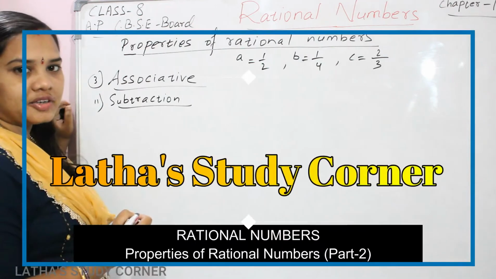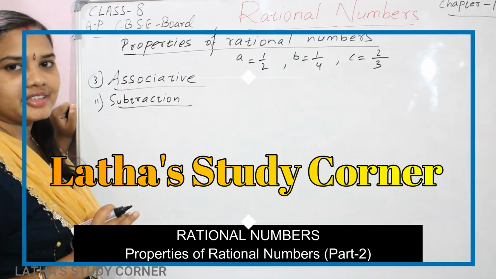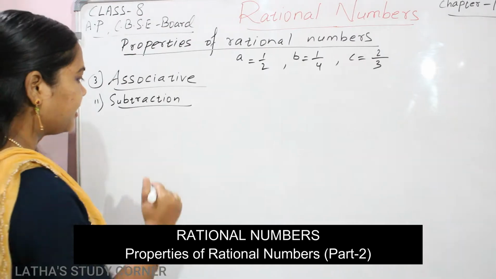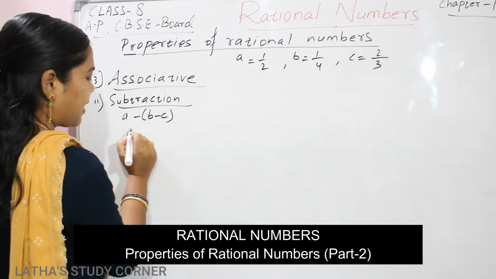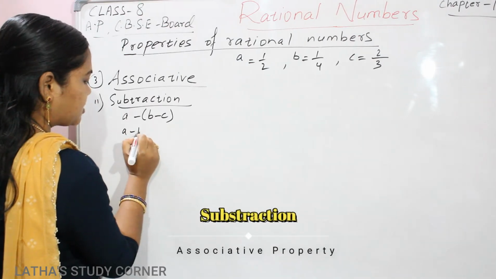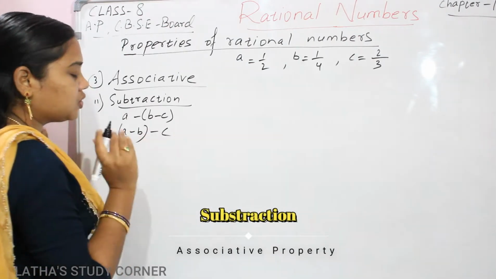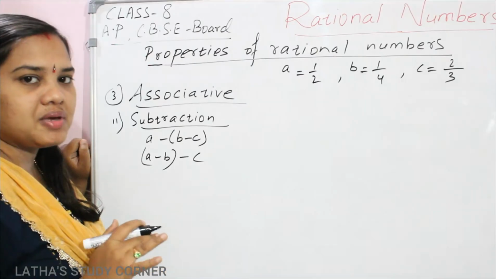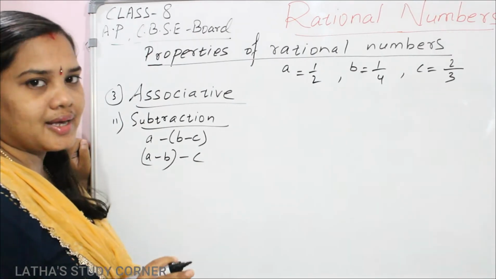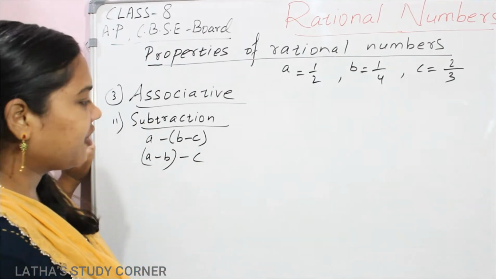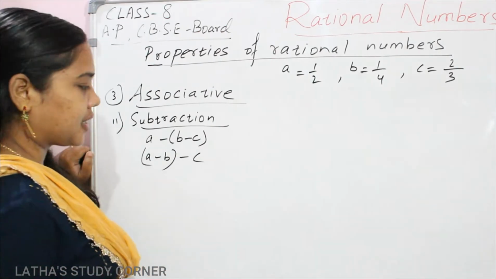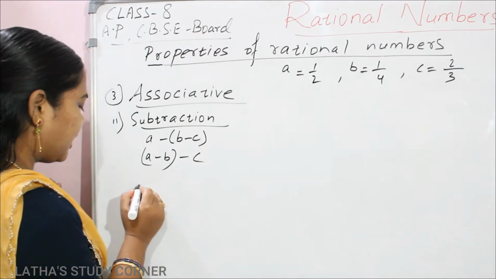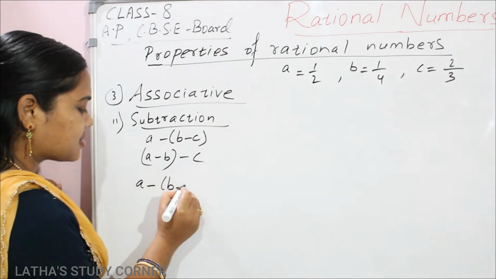So next we had to check whether rational numbers are associative under subtraction or not. So how to check? (A − B) − C and A − (B − C) both should come same. If they are coming same, then rational numbers are associative under subtraction. If not, then it's not associative under subtraction. So let's check first (A − B) − C.